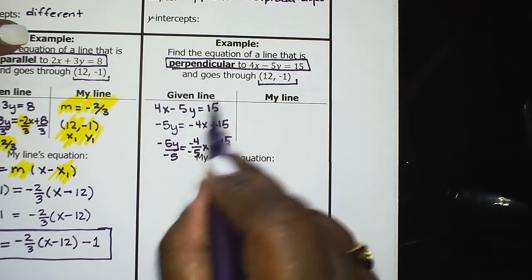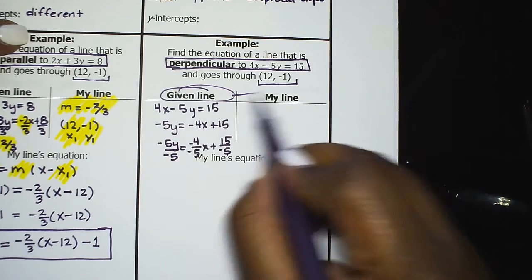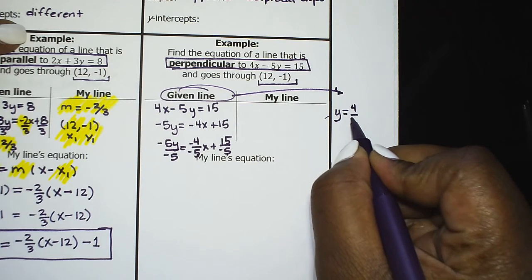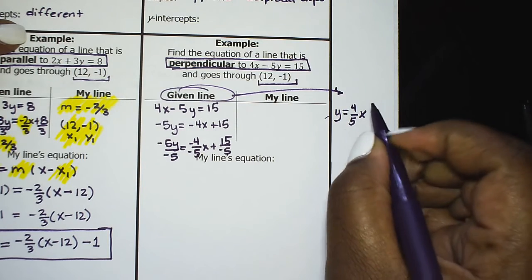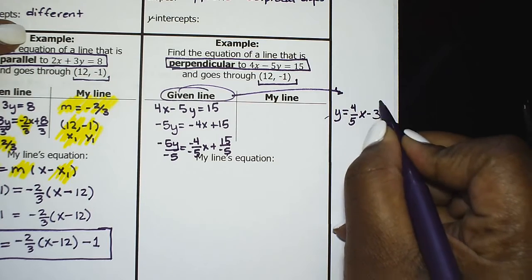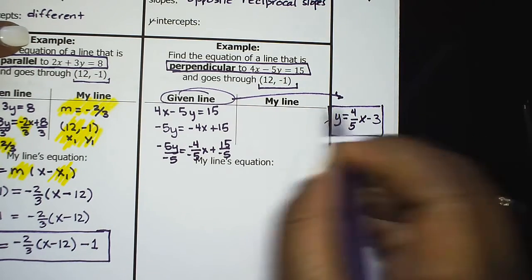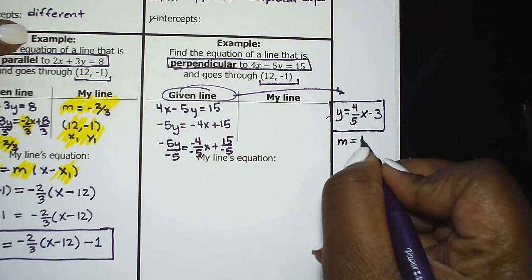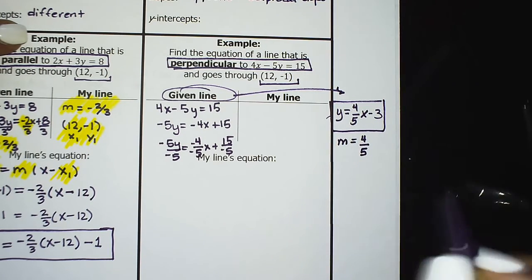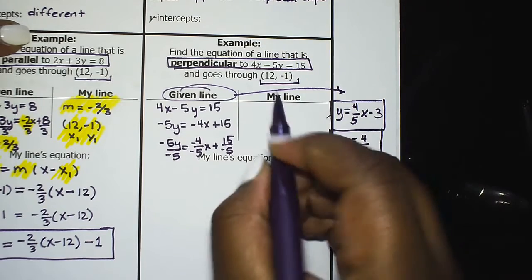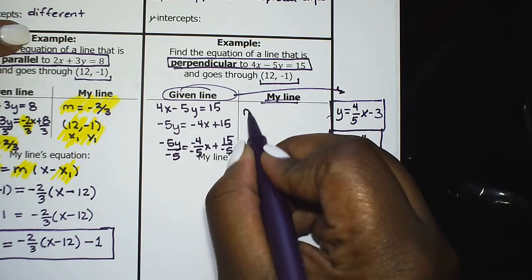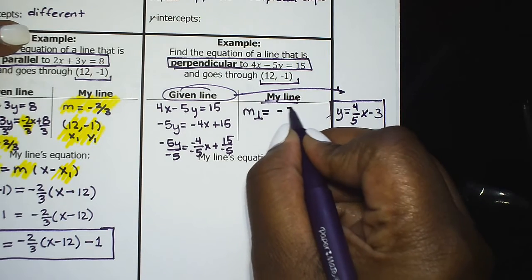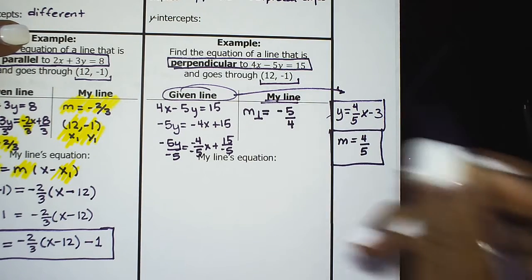So the new equation for the given line is y equals 4/5 x minus 3. That means my slope is equal to a positive 4/5. So my new line slope, my perpendicular line, has to be the opposite reciprocal. So that's going to be -5/4.